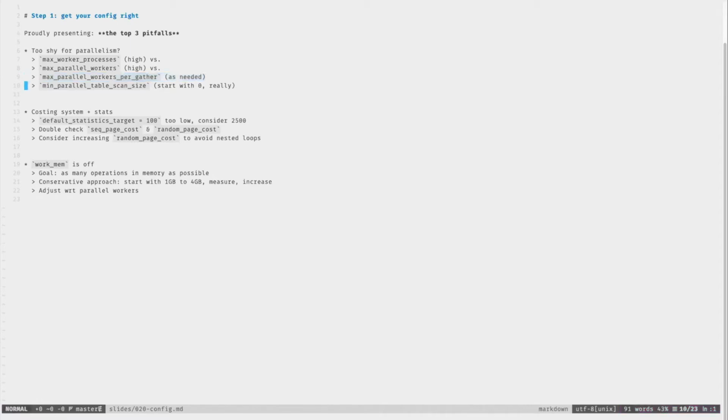And the one below is min parallel table scan size, which is per default set to 8, which means we have to multiply this by 8 KB, because that's the page size in Postgres, right? So multiply this by 8, because this is how many pages it needs to read. And this is typically too high. So the recommendation here is to set this to 0. Start with 0, go test drive your query, and see what's happening in terms of parallelism.